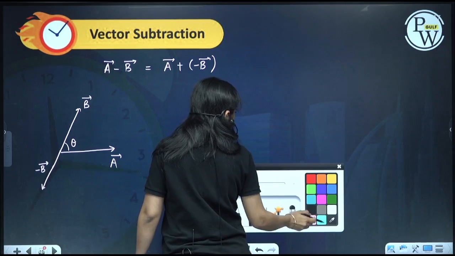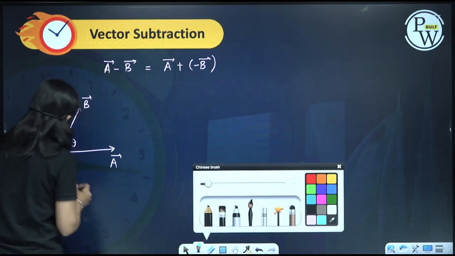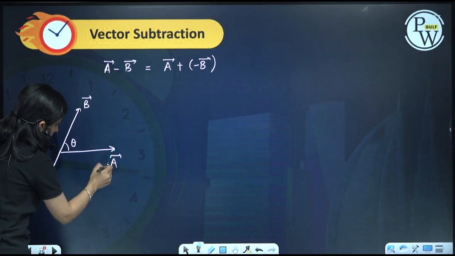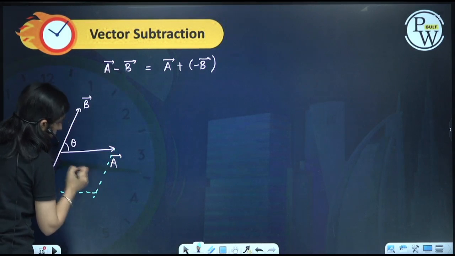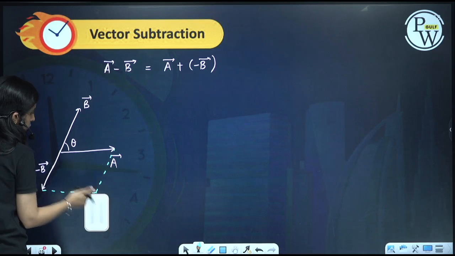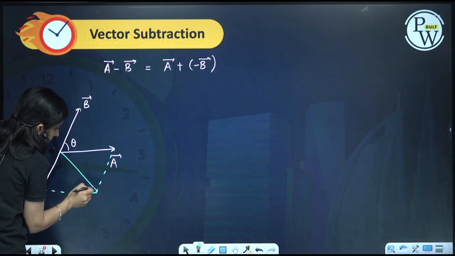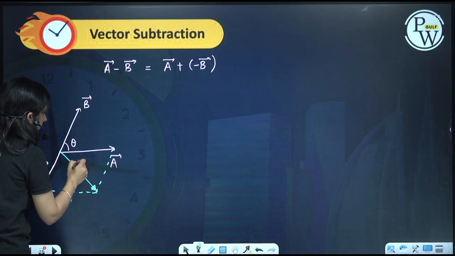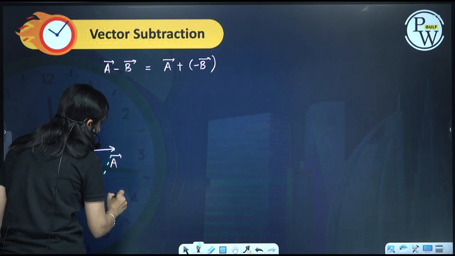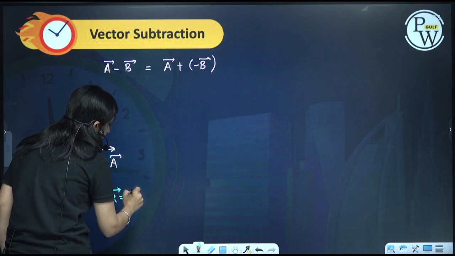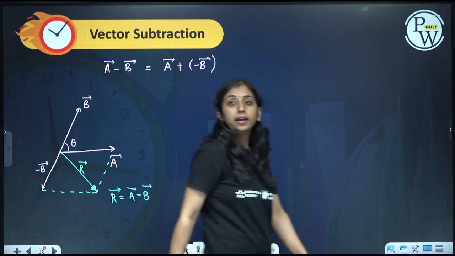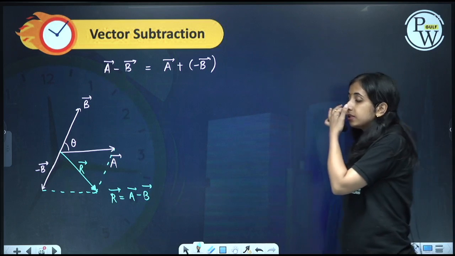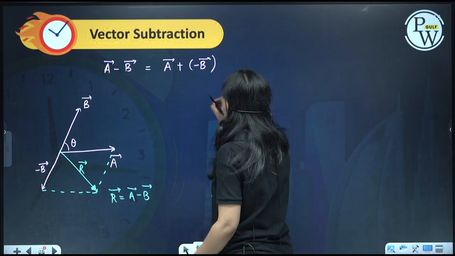Now I have to find A plus minus B. So A vector plus minus B vector will be the diagonal of the parallelogram formed by these two vectors. This diagonal will give me R equal to A minus B. This is how we can find vector subtraction.